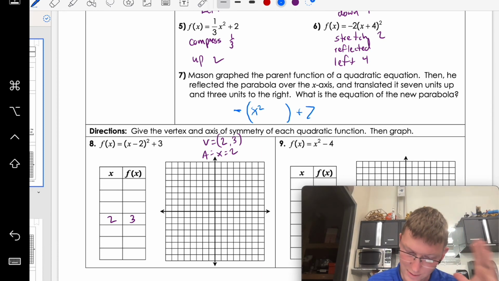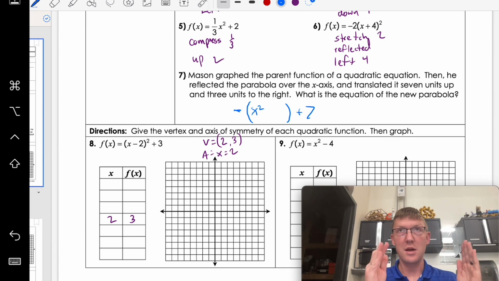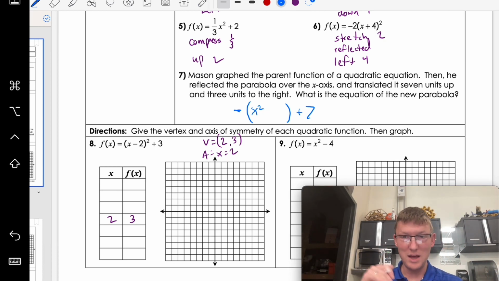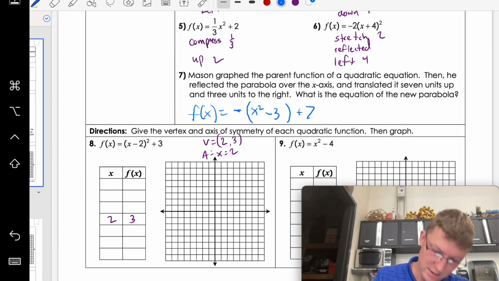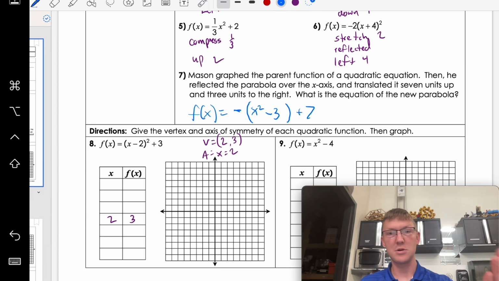So here's where it always gets confusing. I think up to the right is the positive direction, but it's inside, so the sign switches. So it's going to be a -3. And that's how you take those words and translate it into an equation.